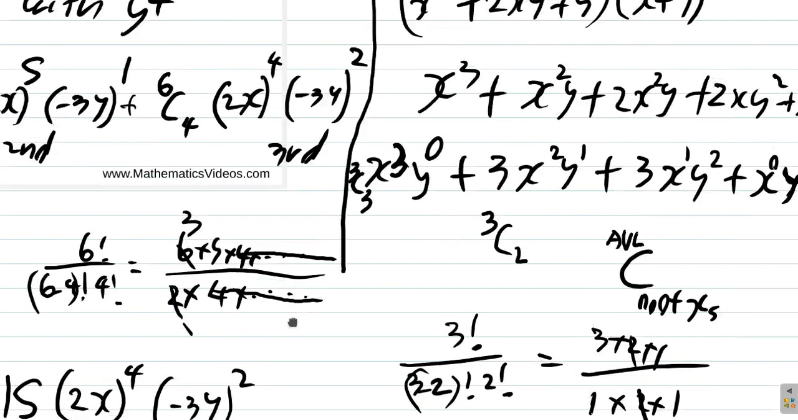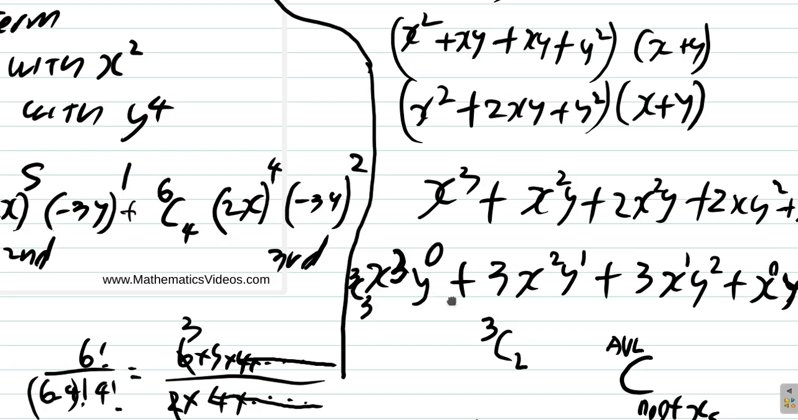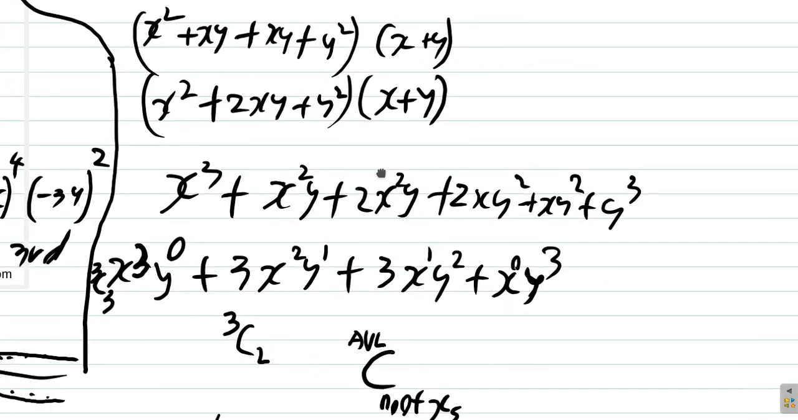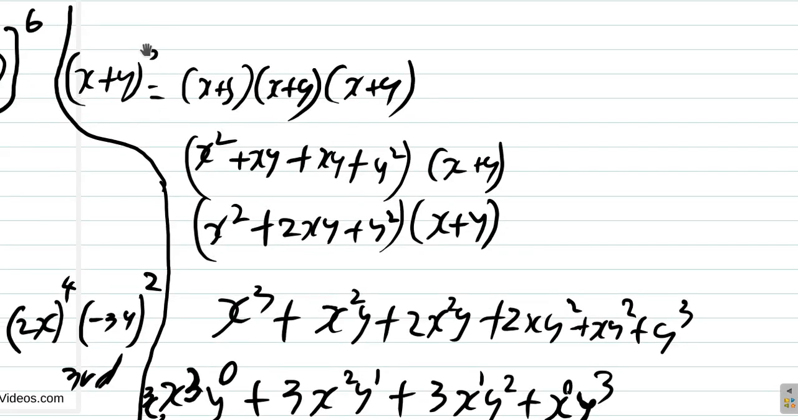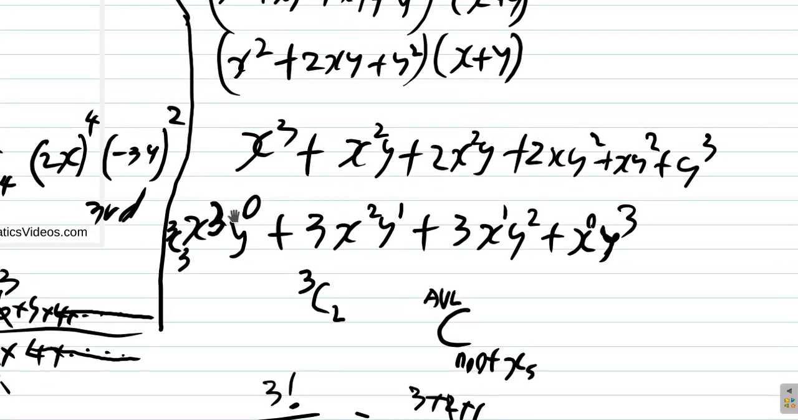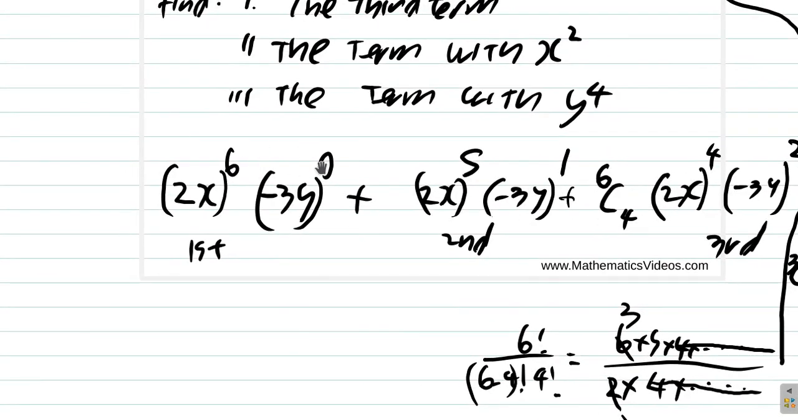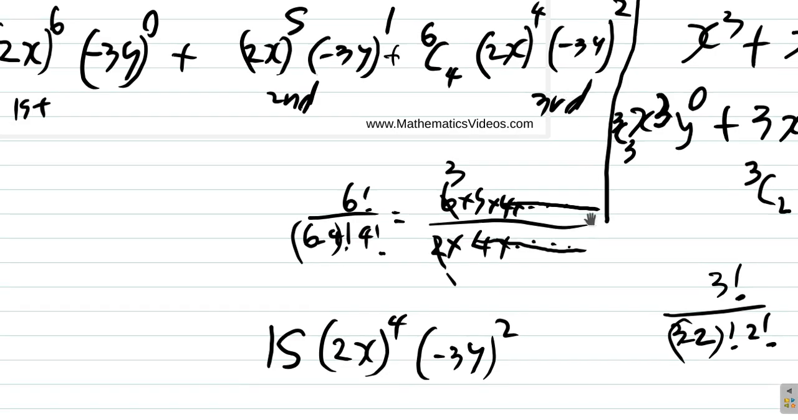And notice also the x and y powers, the powers of the terms, they always add up back to the maximum power, the power that you're raising the binomial to. So 3 and 0, 3; 2 and 1, 3; 1 and 2, 3; 0 and 3, 3. In this case, 6 and 0, 6; 5 plus 1, 6; 4 plus 2, 6. Alright.